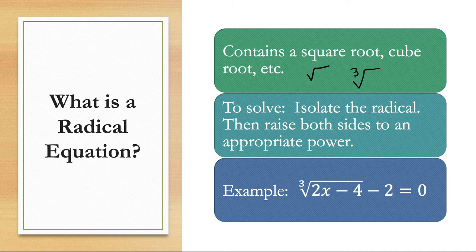So what you want to remember here is that if you have a square root that you want to get rid of, you're going to be raising it to the second power. And if you have a cubed root that you want to get rid of, you want to raise it to the third power. And if you have a fourth root that you want to get rid of, you'll raise it to the fourth power. All right, and then we have an example here on the bottom that we're going to work in just a second. The cubed root of 2x minus 4, minus 2 is equal to 0. All right, so let's go ahead and take a look at that example.